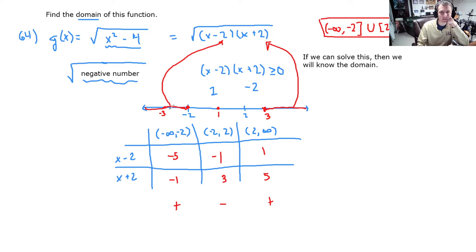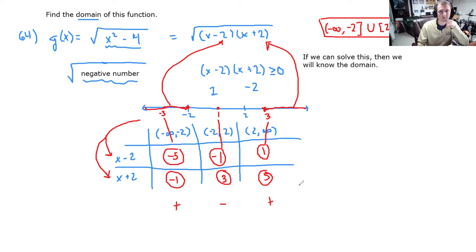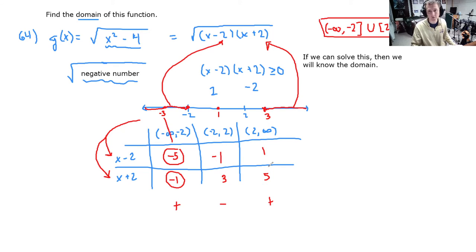Oh, I'm plugging my test numbers into these factors. So -3 plugged in here gives us -5 and -1. 1 plugged in gives us -1 and 3. 3 plugged in here gives us, right, 3 minus 2 is 1, and 3 plus 2 is 5. So I'm taking these test numbers and plugging them into the factors. Okay? Is that clear? Yes.